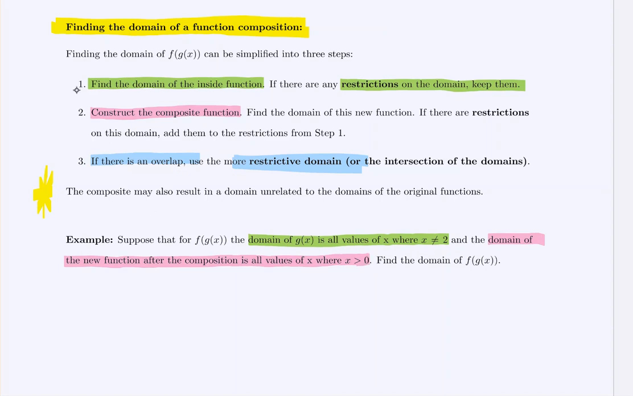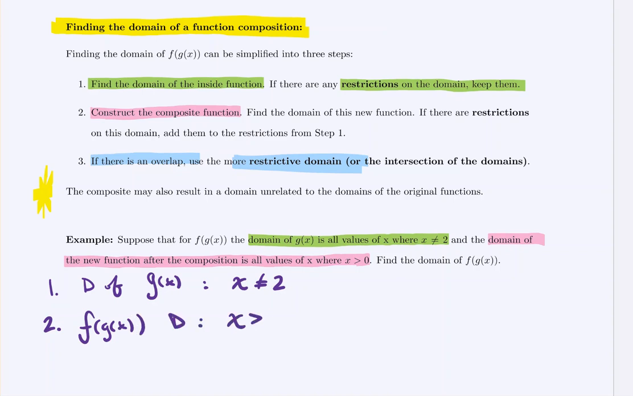So notice this example is just kind of doing steps 1 and 2 for us. It's just giving us the information we've got to interpret it. So step 1 told us that the domain of g of x was anything except 2. You were okay anywhere except 2. And then we found in step 2 that if you form the composition f of g of x, its domain was all values greater than 0. Now we're asked to find the domain of f of g of x.